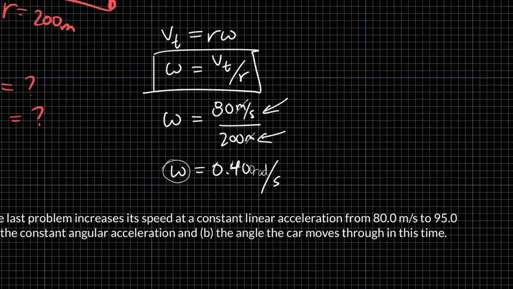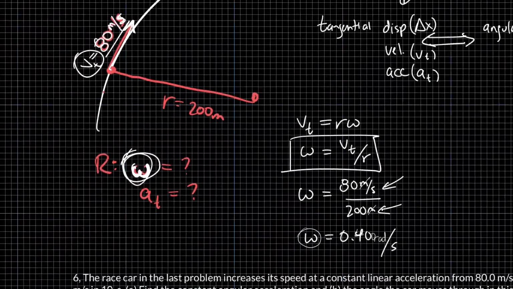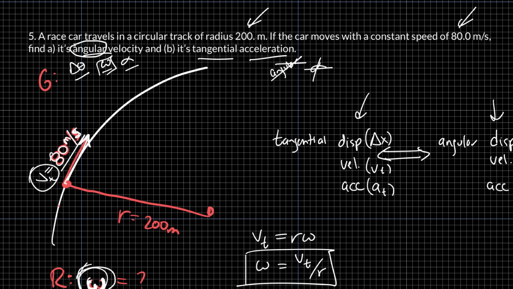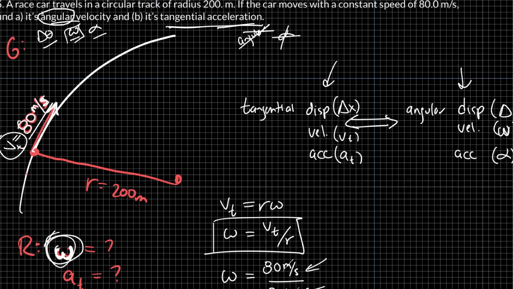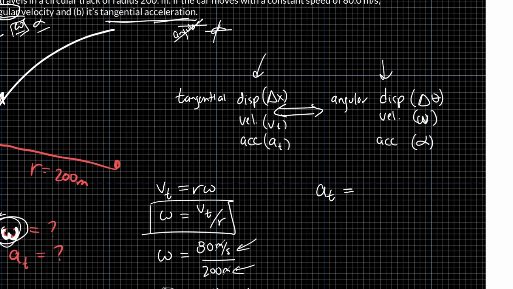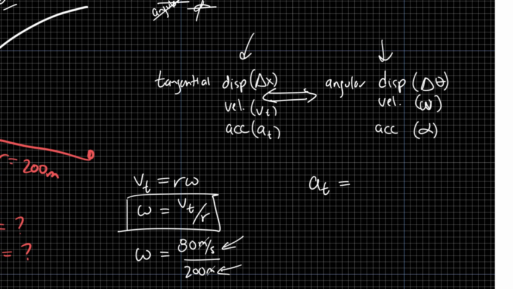Okay, cool. What was the B part to this problem? The B part to this problem: find its angular velocity and its tangential acceleration. So I need a sub t. I chose this problem because we haven't really talked about this particular one, the tangential acceleration. Well, here's a key here.